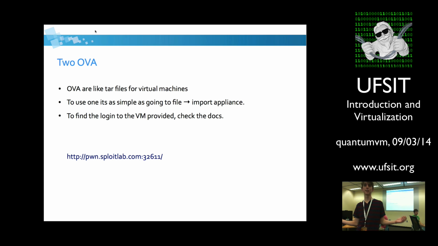And importing these into VirtualBox is super easy. You literally just go to File and then Import Appliance. And then there's information on the credentials to log into the boxes. For example, the default Ubuntu server box is just going to have username sit, password sit.